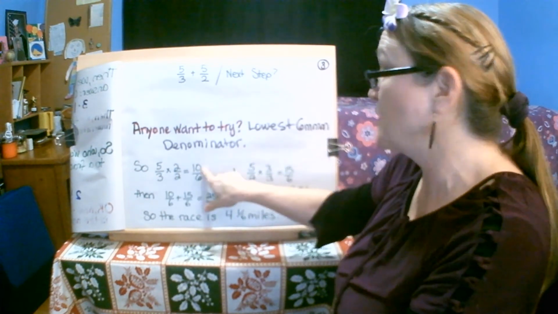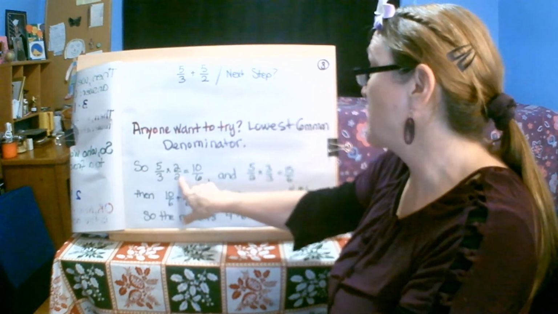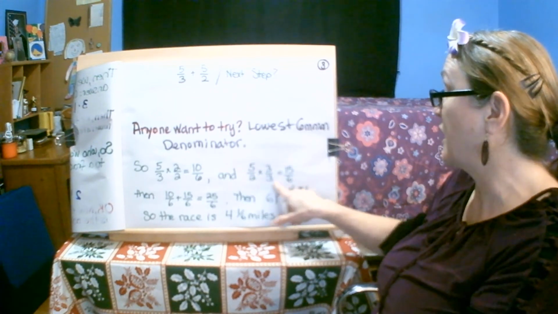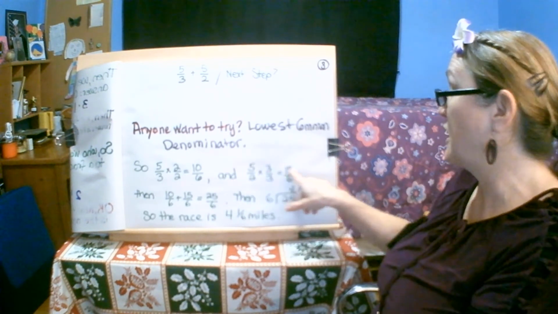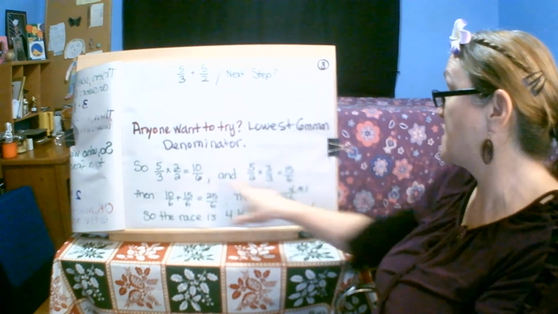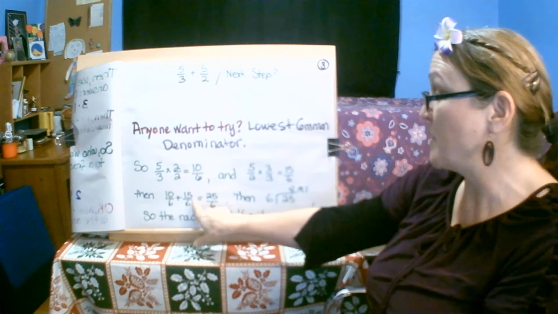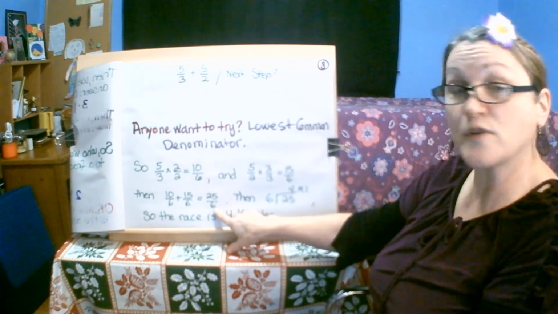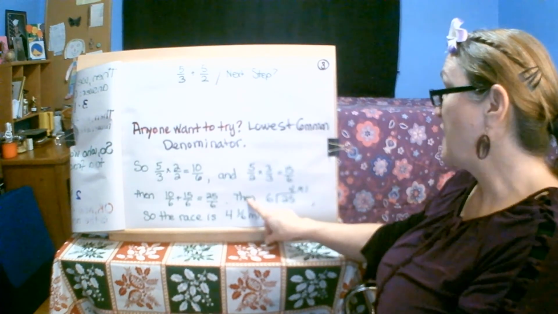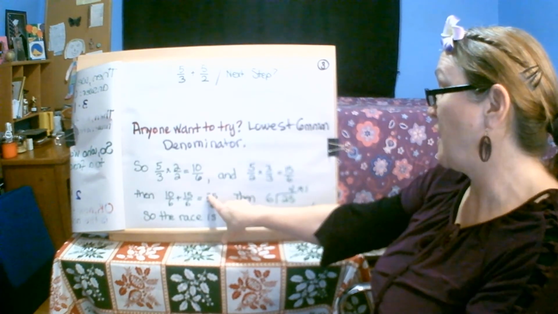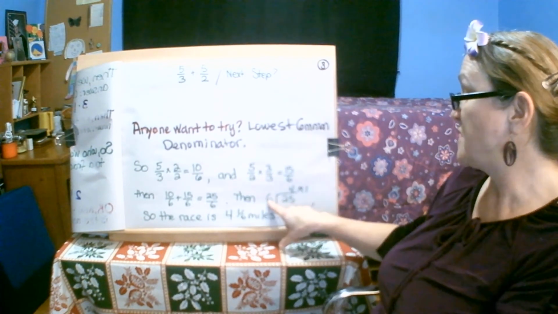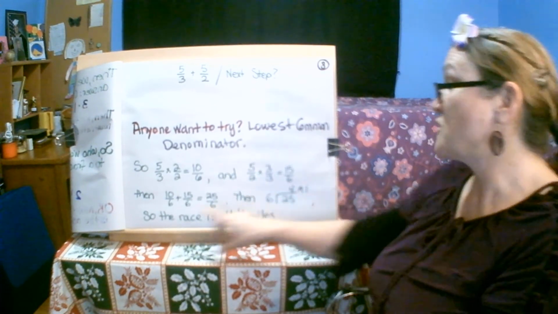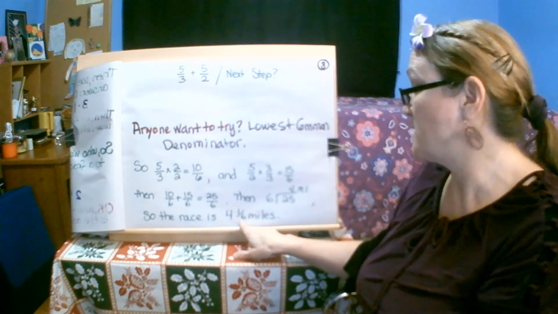So 5 times 2 is 10. And 3 times 2 is 6. Okay, and then we do the same thing over here. So 2 times 3 equals 6. And 5 times 3 is 15. So we've got 10/6 and 15/6. So how much is this? Correct. Yes, very good. 25 over 6. Good job. And so then we take 6 and we divide it into number 25. So 6 into 25 goes 4 times, and the remainder is 1. So the race is 4 1/6 miles.